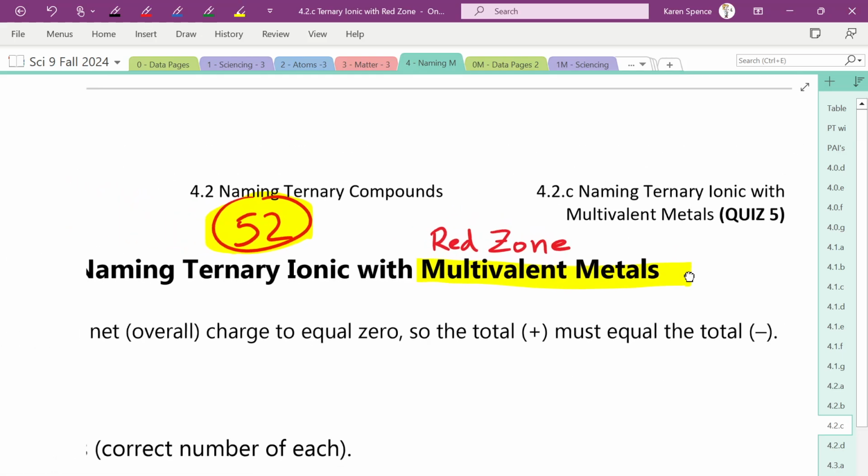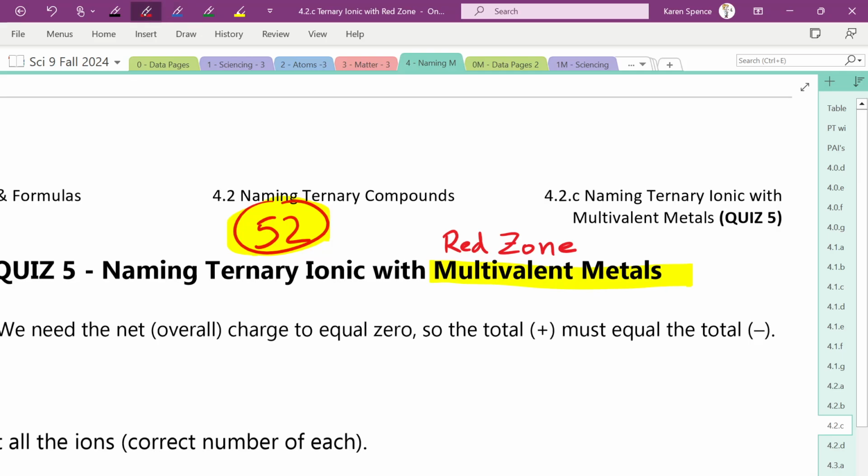Okay, so we're looking at ternary, which is different from binary. Ter means 3. So we have 3 or more elements. Which means if we have 3 or more elements, that means we are involving polyatomic ions.